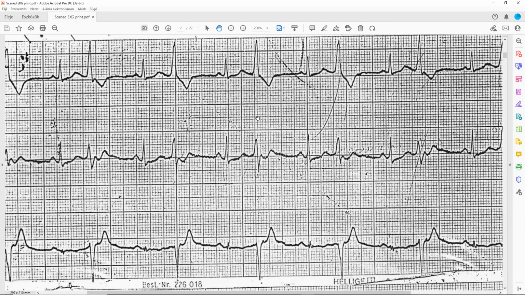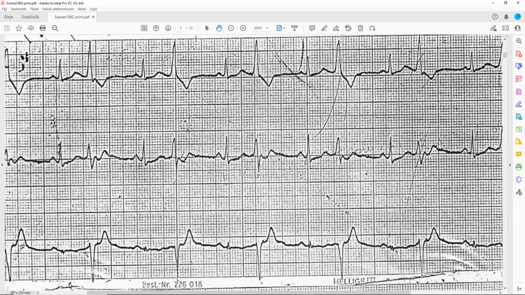Do we have a heart rate? You should calculate the heart rate. Yes. Okay, this is the next one. It is 1 second, 2 seconds, 3 seconds, 4. That should be enough. 1, 2, 3, 4, 5, 6, 7. It means 15 times 7. It means 105. So it's tachycardic. Yes, it is tachycardic.